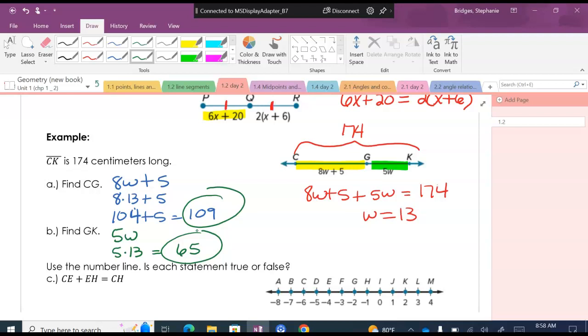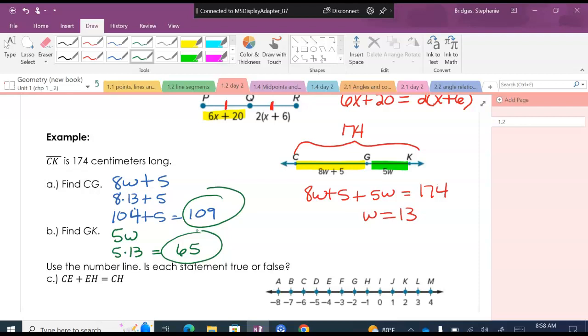Everybody okay with that? Anybody have any questions? All right. On a number line, do you see that number line there where you go from -8 to +4? We want to decide if each statement is true or false. So what I want you to do is look at that first statement. It says CE. Look at your number line. Tell me how long CE is. How many units are between C and E?